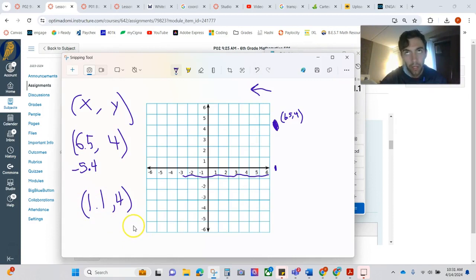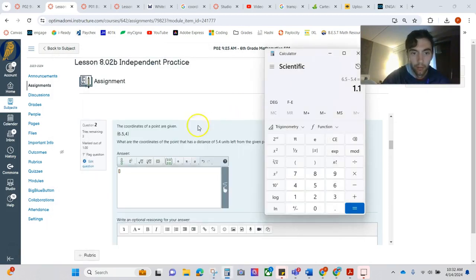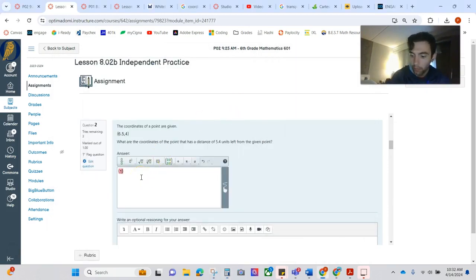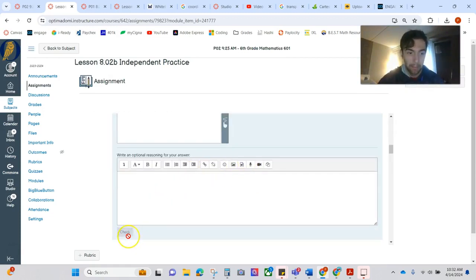Okay, and that makes sense, because 1 and 6 are 5 away from each other, and 0.4 and 0.5 are 1 away from each other. So that makes sense. Net (1.1, 4). That'd be about right here. (1.1, 4). Don't forget the parentheses. So we used subtraction because we went left. So that means if the question asks us to go right of our original point, we're going to add because the numbers will get bigger. Cool.